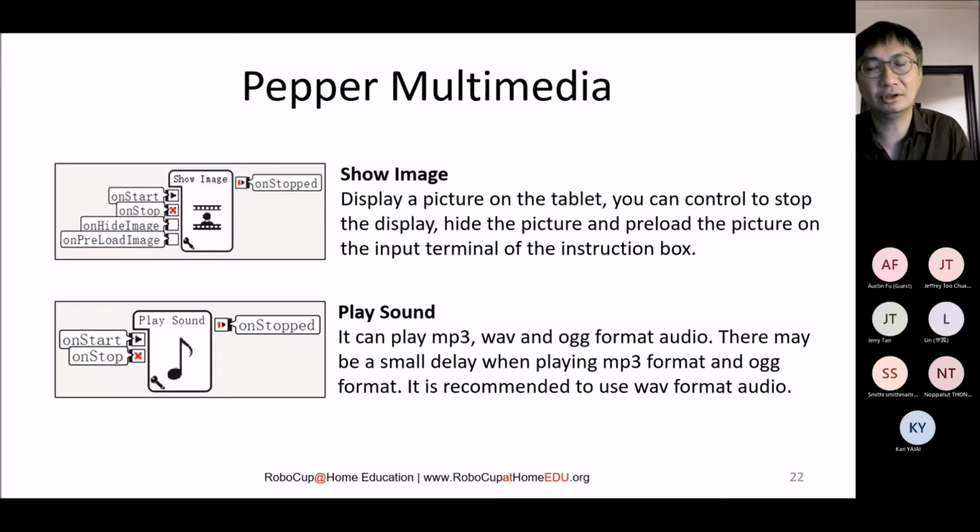Then we have the show image. So other than playing a video, I think a lot of the time you want to show an image. Okay, show an image, and this image can have a lot of functions. For example, you want to show a certain image with information, but it can also be decorative. For example, you can show a uniform, a bow tie. Then you can make Pepper look like, for example, a bartender or a waiter, and so on. So this show image, I think, is very useful in many cases.